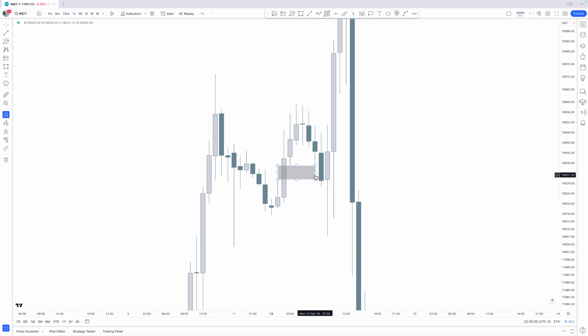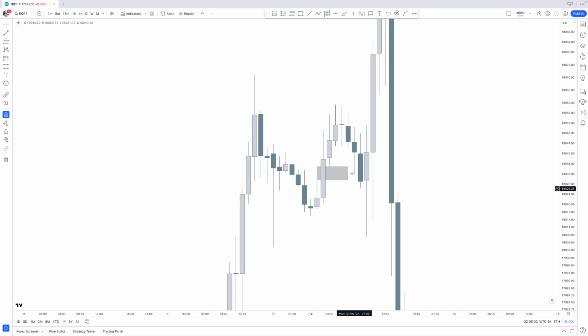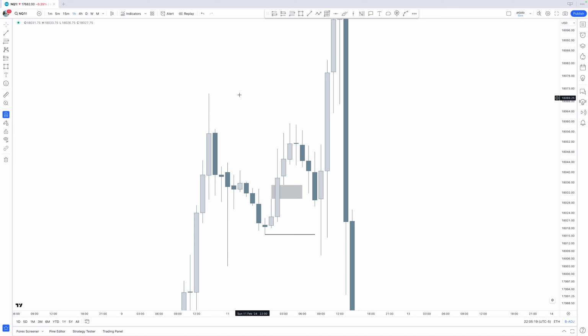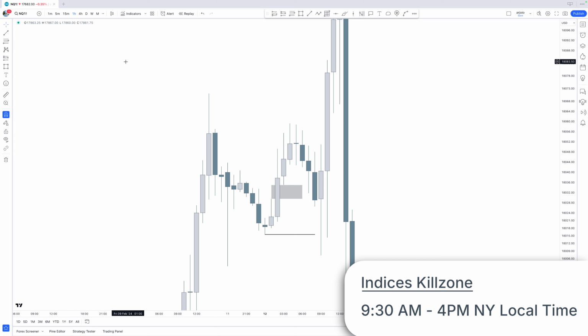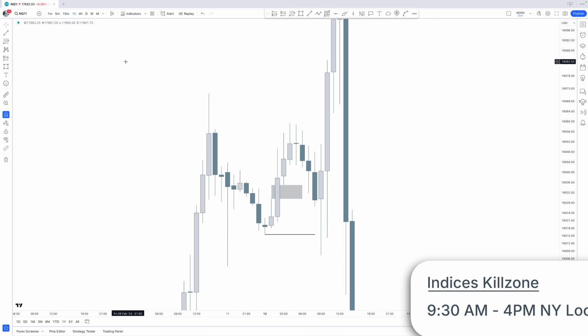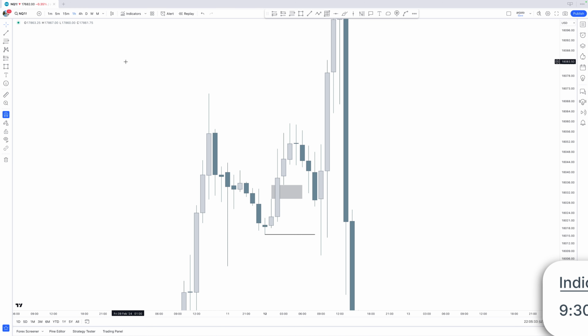Where right here, we see this fair value gap does not actually hold because we come below this swing low right there before we actually continue higher. So why does that fair value gap right there not hold? For indices, and here we are on NASDAQ currently, it's important to understand the following kill zone. Focus on your trades between 9:30 a.m. and 4 p.m. New York local time. Lunch times, all that stuff doesn't really matter. And I'll explain to you why.